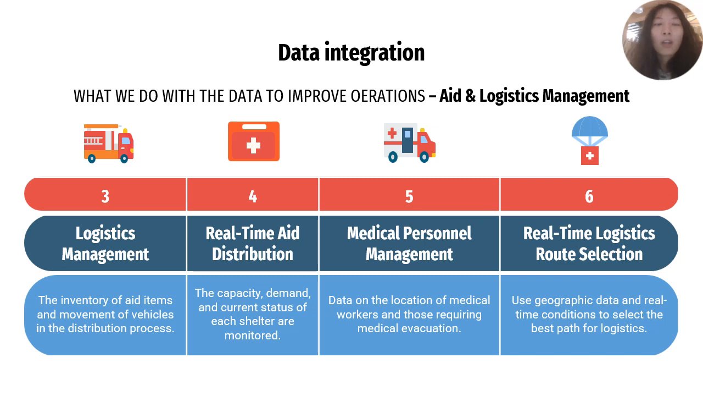Apart from that, we also have medical evacuation and personnel management. Here we'll be using data on the location of medical workers and also those requiring medical evacuation so that we can plan and coordinate evacuations effectively. And the last one is the analysis of real-time logistics route selection. Here we'll be using geographic data and also some real-time condition data so that we can select the optimal path for logistics, with adjustments made as necessary based on real-time traffic, weather, and also other influencing factors.